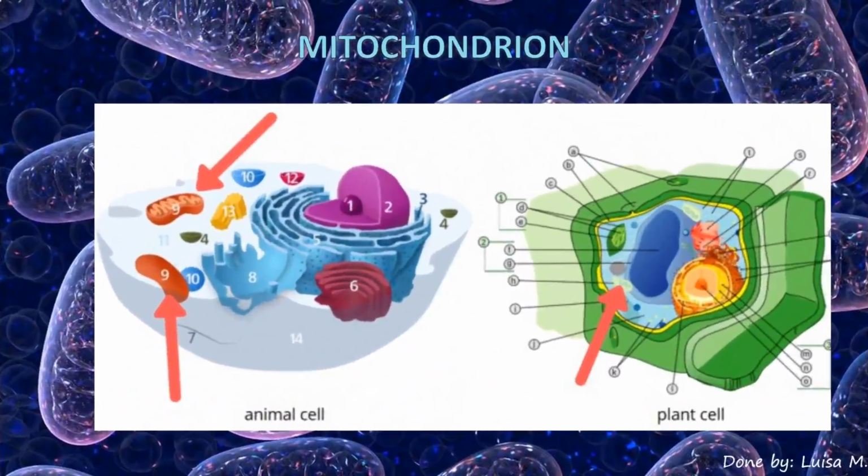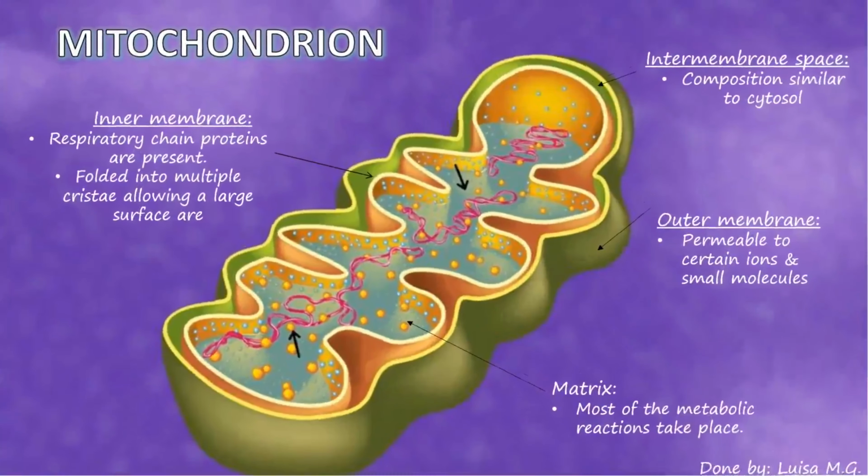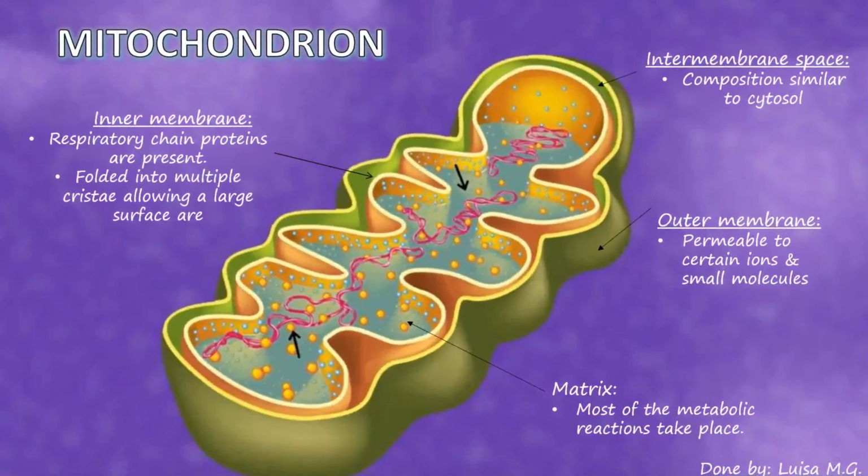Mitochondria have four main compartments: the outer membrane, which is permeable to certain ions and smaller molecules; the intermembrane space, which has a composition similar to the cytosol; the inner membrane, in which are found the respiratory chain proteins. It is also folded into multiple cristae, allowing for a larger surface area. And last, the matrix of the mitochondria, where most of the metabolic reactions take place. The mitochondrial DNA is found within DNA protein complexes called nucleoids, which are found in the matrix.